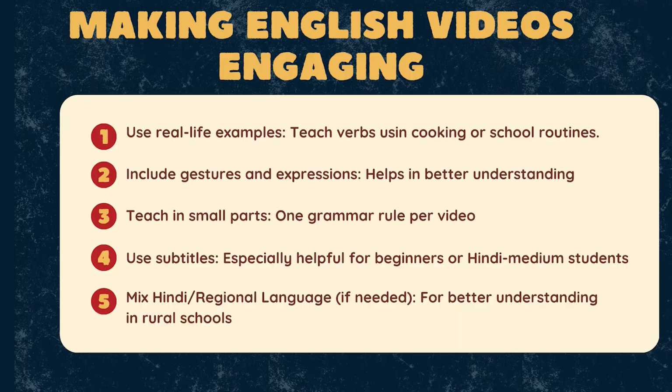Number 7, mix Hindi or other regional language if needed, for better understanding in rural schools. So you can be bilingual there. If they do not understand English, you can create bilingual videos for them to explain it better. So you can start like this: Today we'll learn 5 new words to describe your best friend. Let us begin. And then you start, number 1 word this, number 2 word this, number 3 word this. Likewise, you can keep adding that.